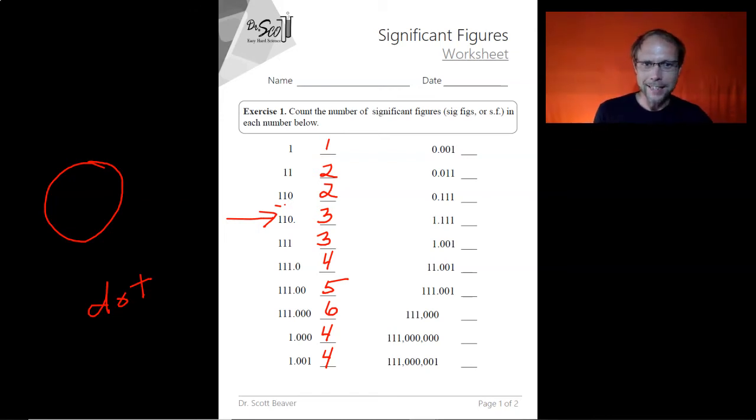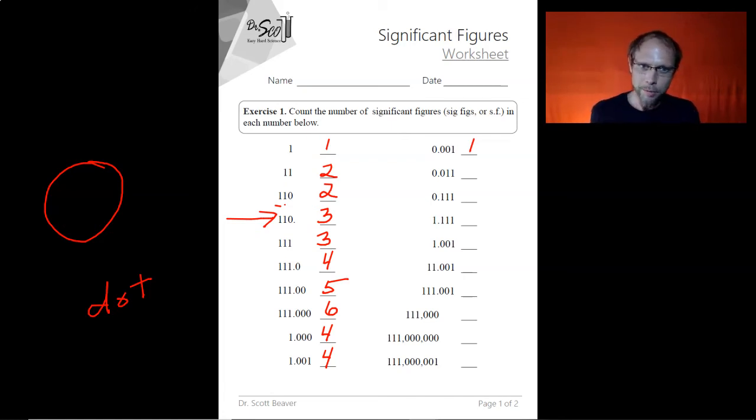Now, next, going up to the next column, we have a different case, 0.001. And digits to the left never count as significant. There's just one significant figure there, the last one. And note that that's very different. Zeros at the right count if there's a decimal place. Zeros to the left just never count.